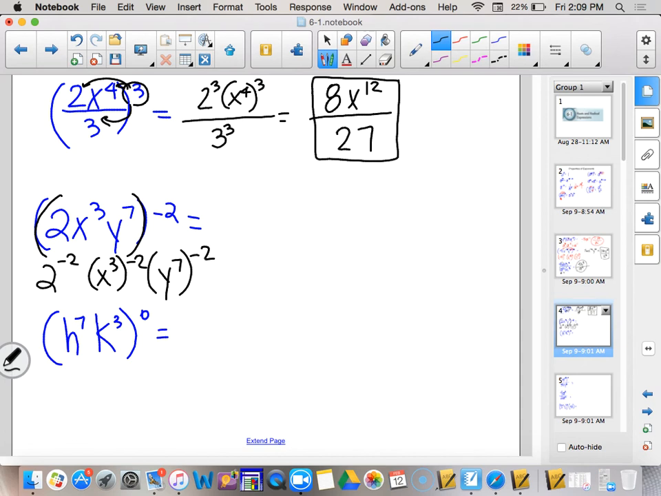So what's 2 raised to the negative 2? Y'all think? 0.25, which in fraction form, because we don't deal with decimals, 1/4. So we got that out of the way. So x to the third raised to the negative 2 gives us x to the negative 6, because when I'm raising a power to a power, what do I do to them? Multiply them. So 3 times negative 2 gives me negative 6, so that's going to go on top or bottom? Bottom.